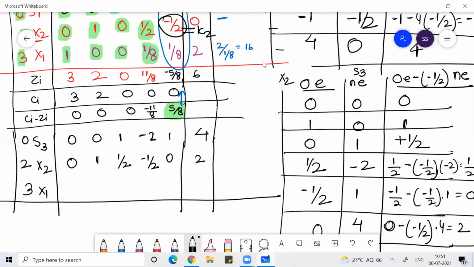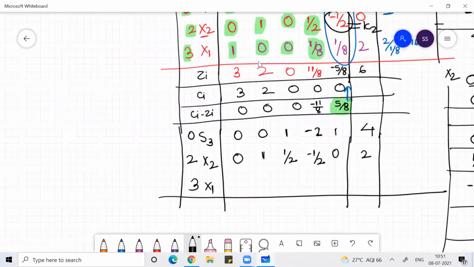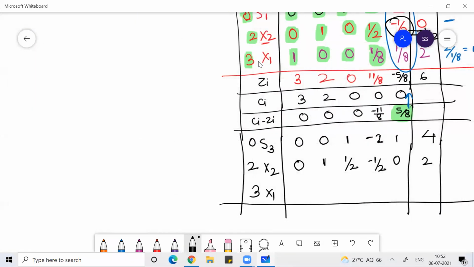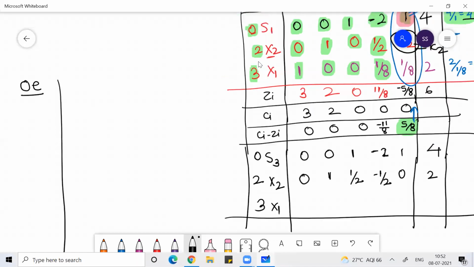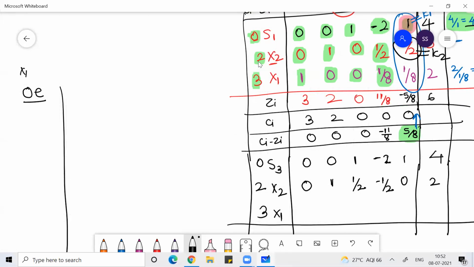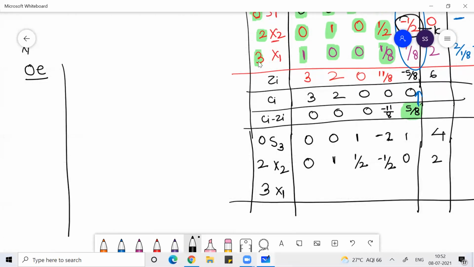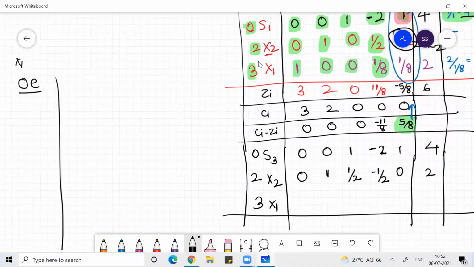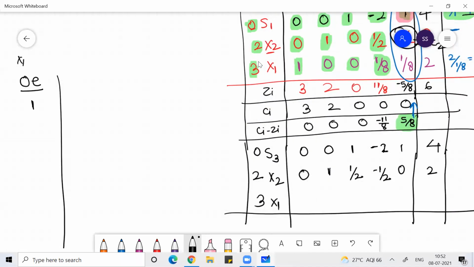Now we found the value of x2. Now the way I found the value of x2, I can find the value of x1. I can write the old element x1 old values: one, zero, zero, 1/8, 1/8, then 2.